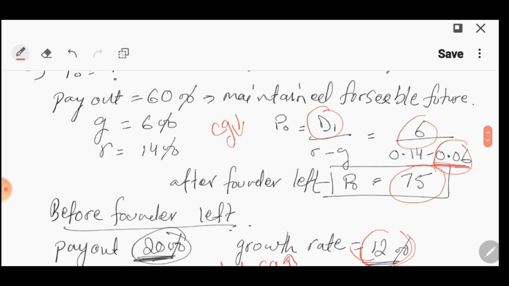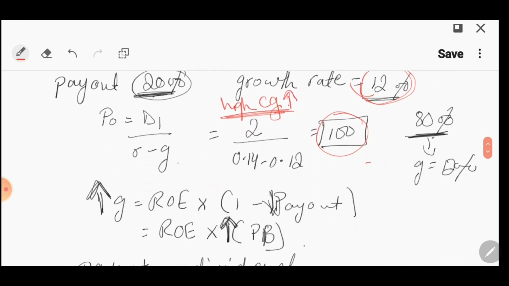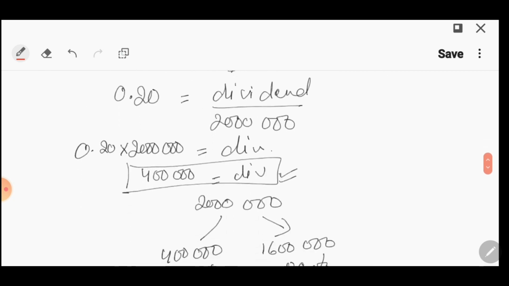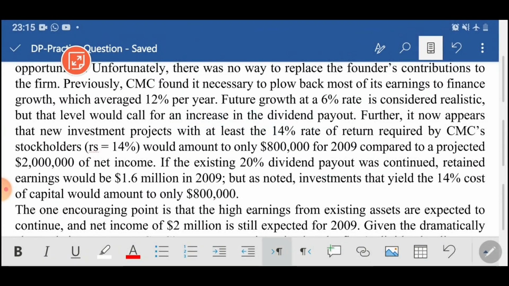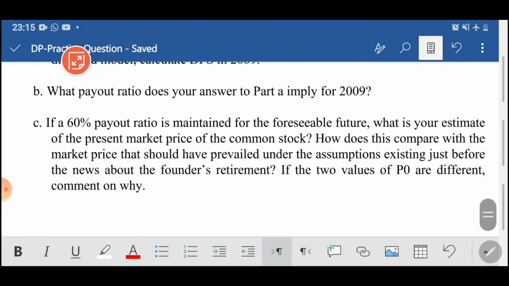In the same way, you can apply other theories on this as well. So with this we have solved our question. So let me turn this down. So we have solved all three parts.